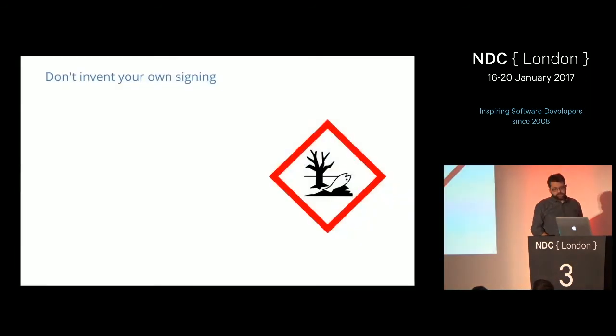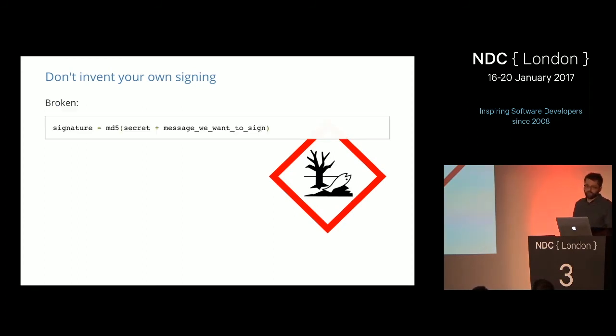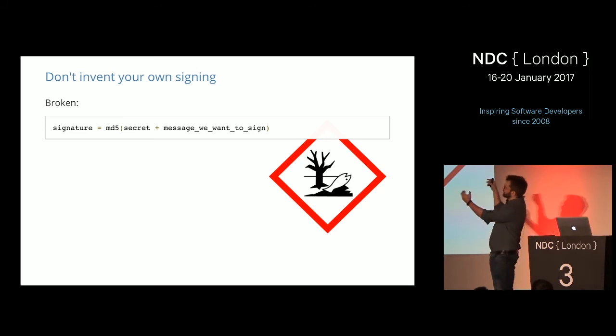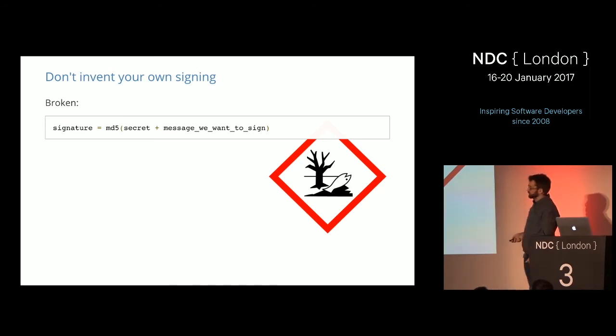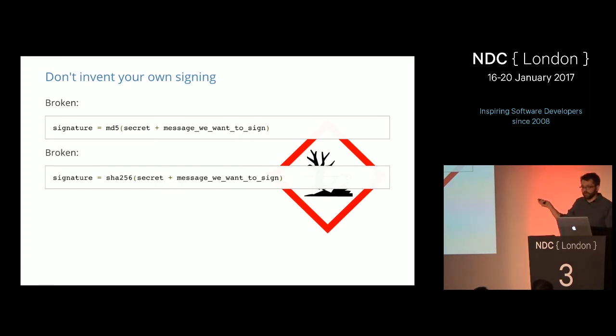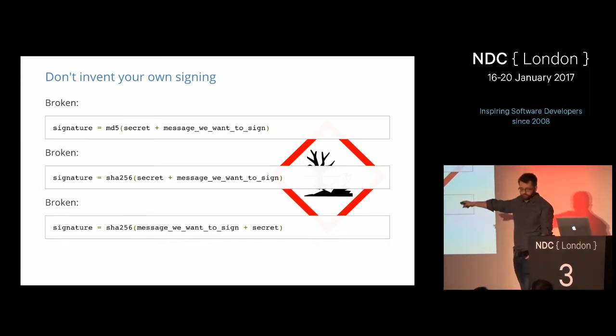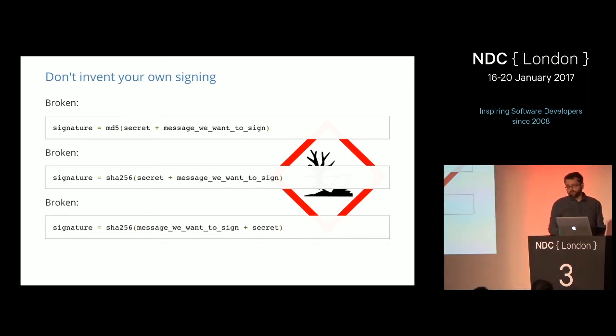So the first thing to note is don't invent your own signing. There are a lot of people who are trying to be clever, and they're doing something like this. The signature that we're going to have is we use MD5, and we take a secret key that only we know, and we take the message we want to sign, and we just concatenate them together, and we generate a signature. It doesn't matter if it's SHA-256 or MD5. Even putting the secret at the end is not a good thing. This is why we have something called HMAC. We should use that instead.